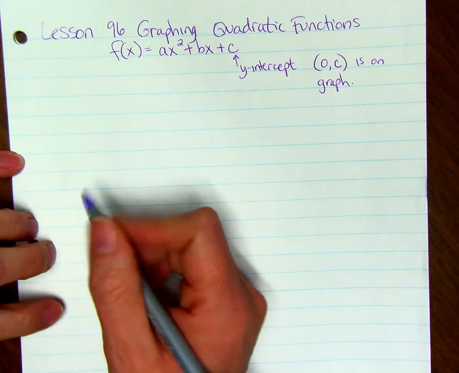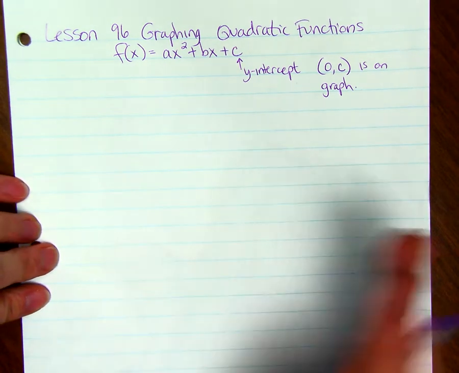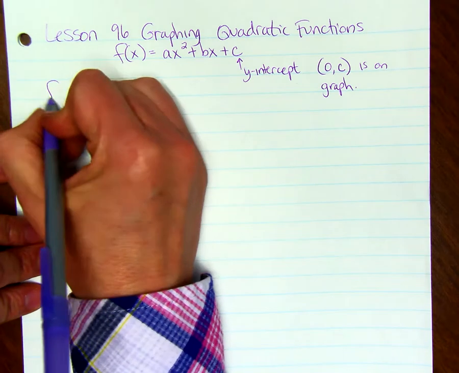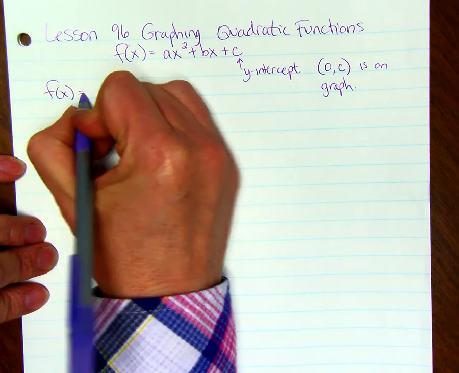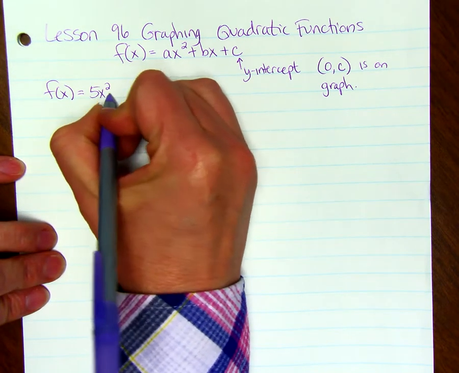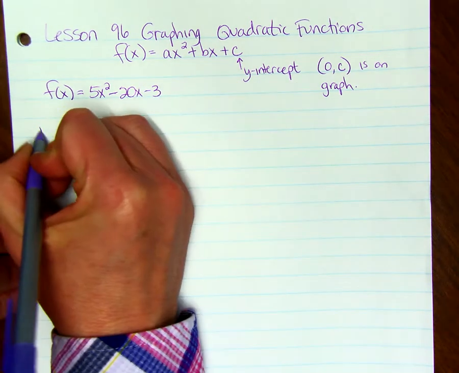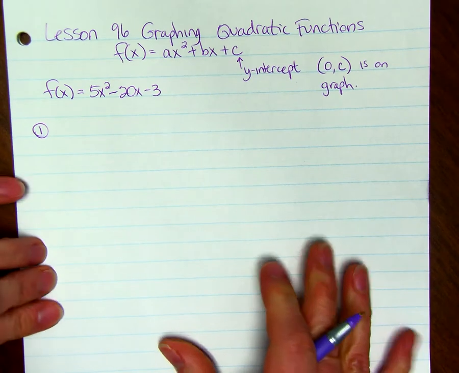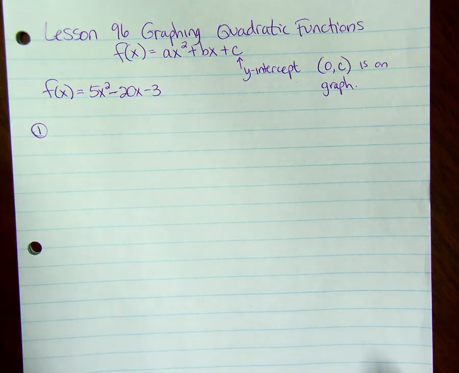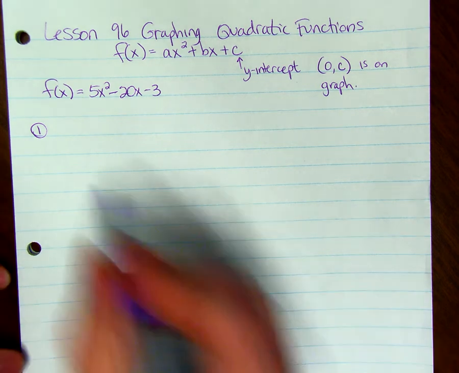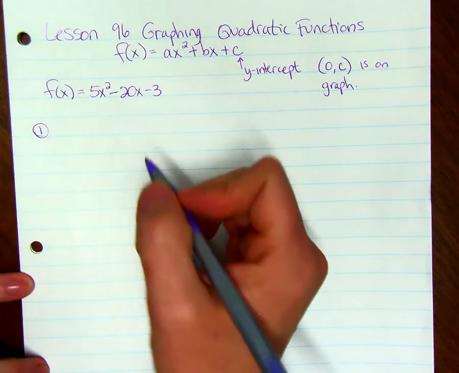I'm going to show you the steps that you would do given a certain example. Let's say we're using f of x equals 5x squared minus 20x minus 3. Step 1, we want to find the axis of symmetry. In a quadratic function, when you graph it, you get a parabola, and there is an axis going right down the center of the parabola where it's a line of reflection. So it will be the same on each side.